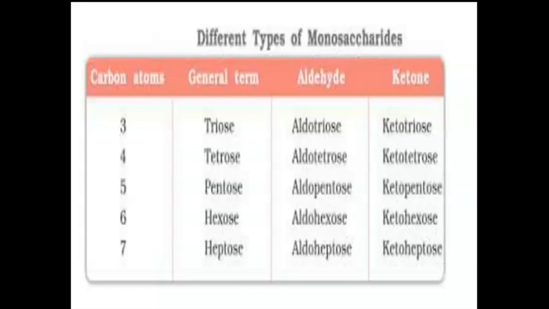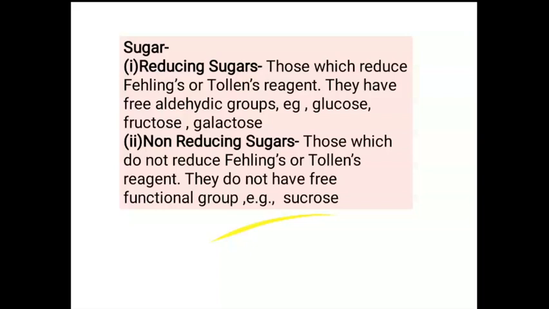Next is based on the nature. So we can classify on the basis of nature also. How? We can classify as reducing sugars or non-reducing sugars. So what are reducing sugars? The sugars which reduce Fehling's solution, Tollens' reagent or Benedict's reagent are called reducing sugars. Means they must have a free aldehyde group. For example, glucose and galactose.